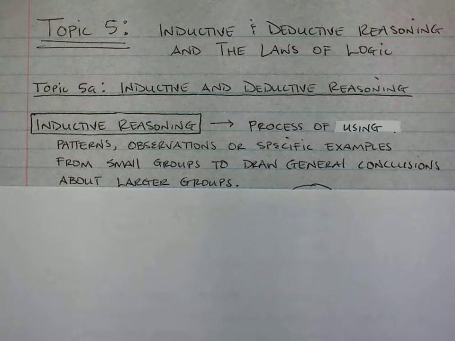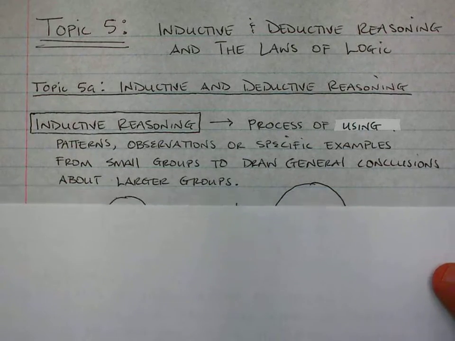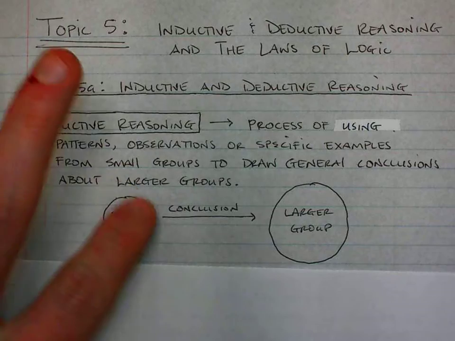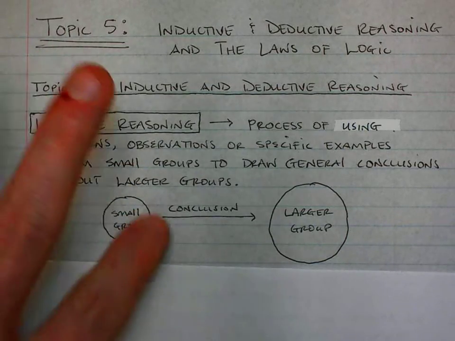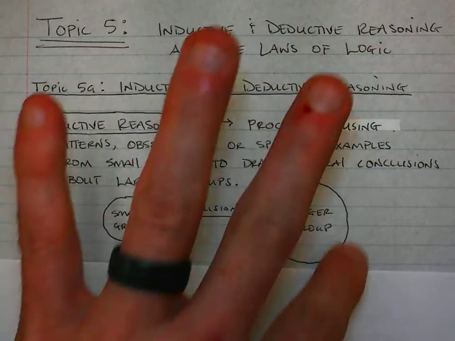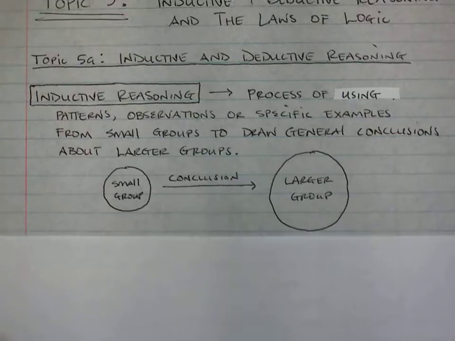Inductive reasoning is the process of using patterns, observations, or specific examples from small groups to draw general conclusions about larger groups or populations. Okay, so I've got a diagram to kind of illustrate what we're talking about. With inductive reasoning, we're using information that we've gotten somehow from a small group, and we're using it to draw a conclusion about some larger group of people or things.